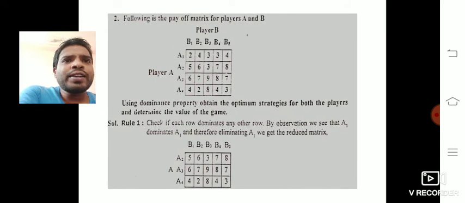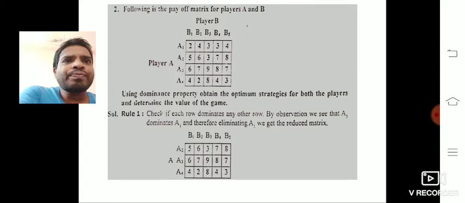Okay, we have 4 rows and 5 columns here. Apply rule 1. Which row dominates? The A3 row is dominated by the A1 row, so the lesser element, the dominated row, can be deleted.